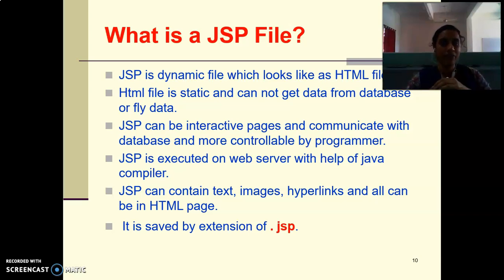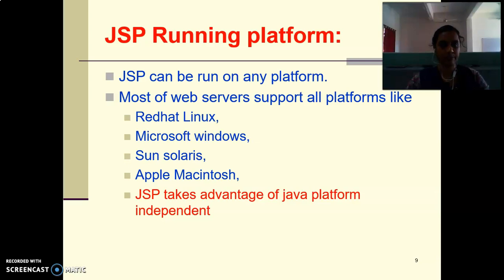So JSP is a dynamic file which looks like an HTML file, but the HTML content is always static. That means it just provides a few design elements or components on the web page, like the color. But JSP can be interactive pages and communicate with a database, and is more controllable by the programmer. JSP is executed on the web server with the help of the Java compiler. JSP can contain text, images, and hyperlinks, as in an HTML page, and it is saved with the extension .jsp.